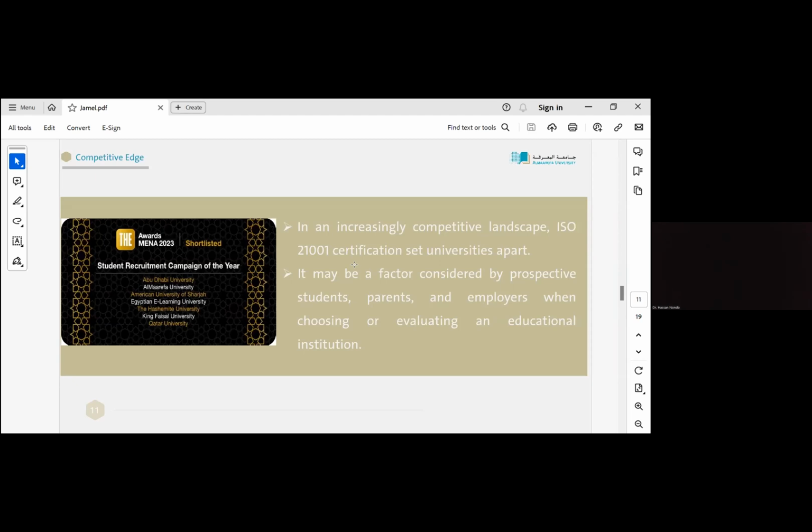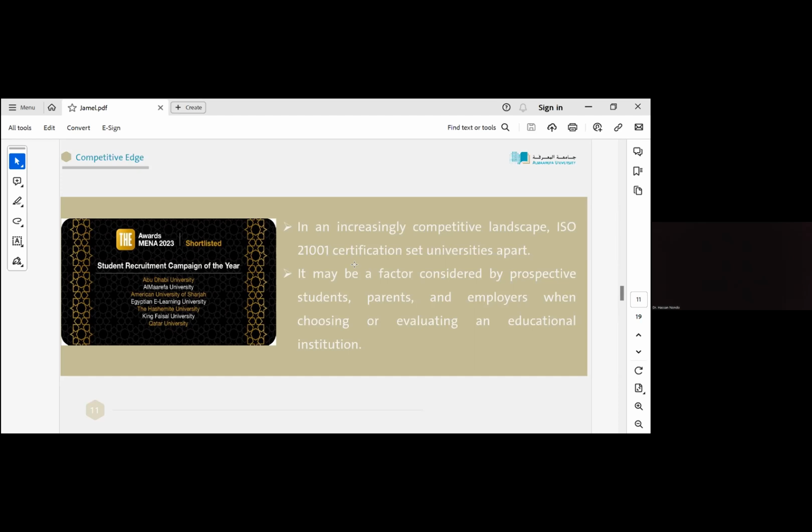Now, based on that, we have what we call student recruitment campaign of the year. We established that to make students understand exactly what we are doing. So we at Al Marifa, in an increasingly competitive landscape, ISO 20001 certification sets the university apart. So it may be a factor considered by prospective students, parents, and employers when choosing or evaluating an educational institution.